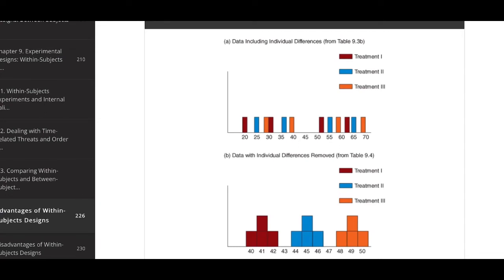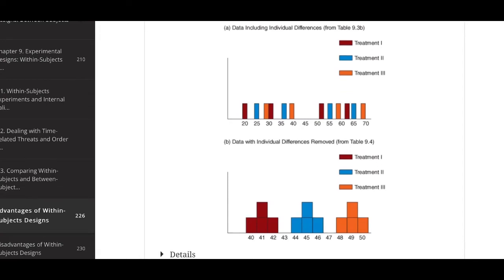If you look at the top, this is when they didn't remove those individual differences, and you can't tell if blue is higher, red's higher, orange is higher. It's all over the place. They're all mixed together along that x-axis. It's not clearly orange is always up by 70. There's no pattern of red, blue, orange. It's all mixed in there.